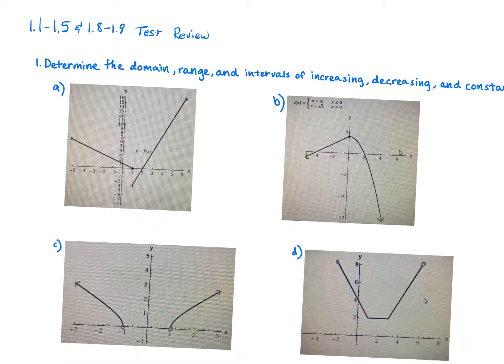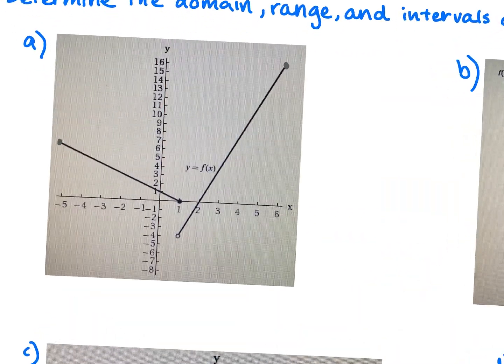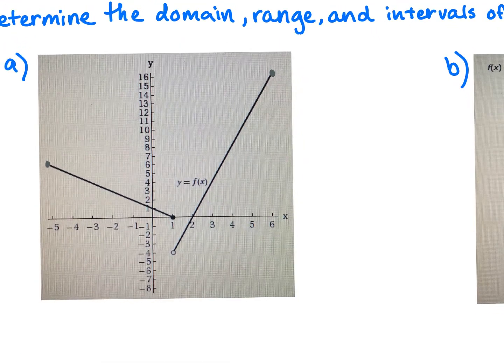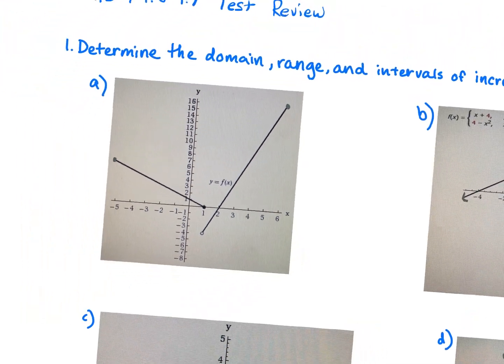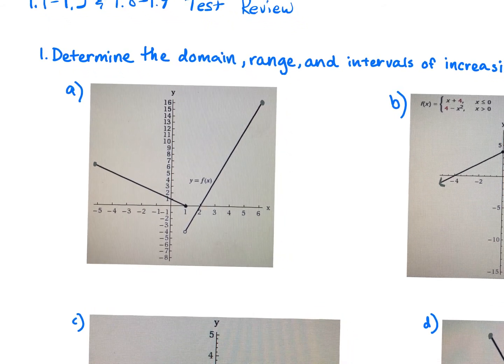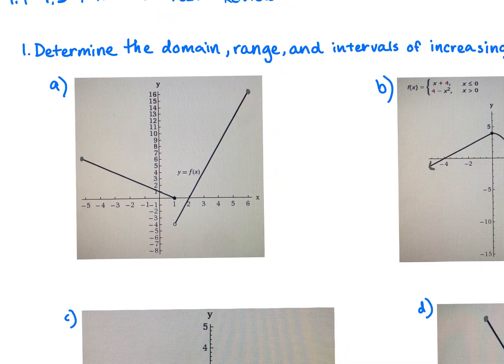So let's just go through. This is a good review of everything. Let's make sure. Yeah, this dot up here is closed. Top right, you guys see that? All right, so for number 1, we're talking about domain, range, intervals of increase, decrease, and constant.